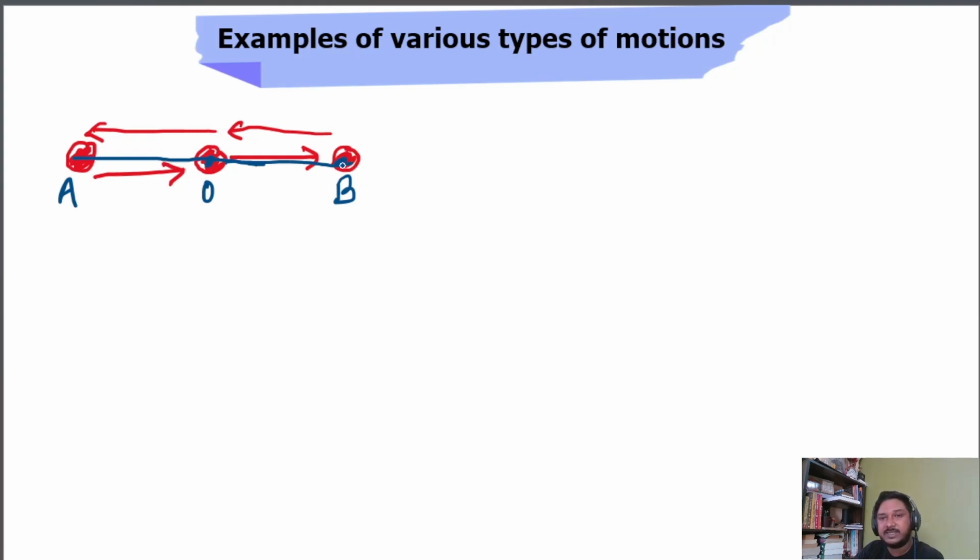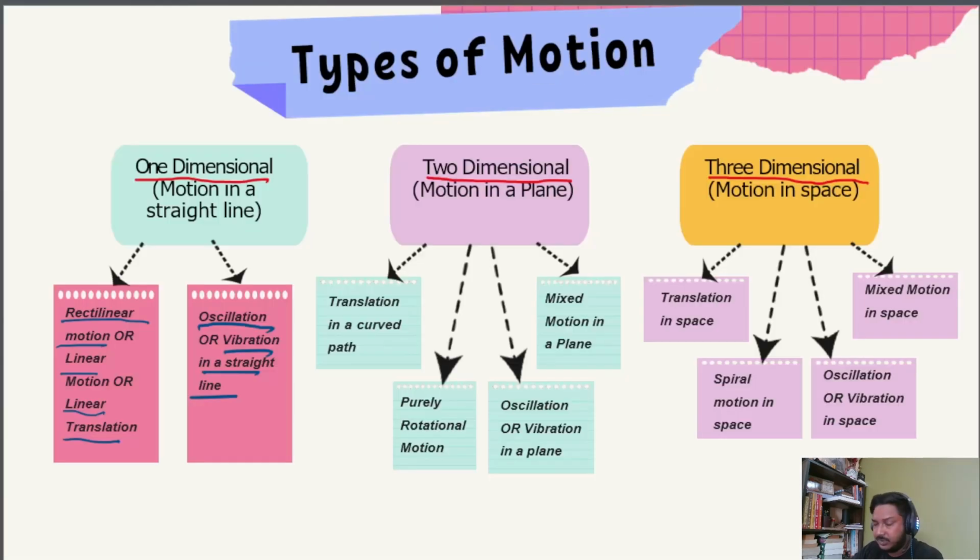We can call B the positive extreme because it is on the right side. Conventionally, the right side is taken as positive, and the point A can be called the negative extreme point because the left side is taken as negative. You can consider it in reverse also; it's not a problem. Basically, A and B are the two extreme points and O is the mean position. So that is all about vibrations in a straight line.